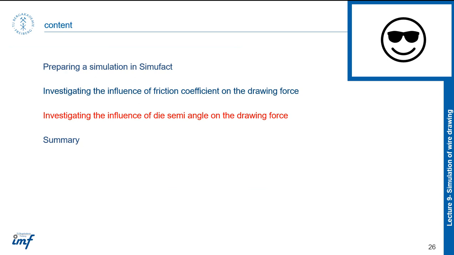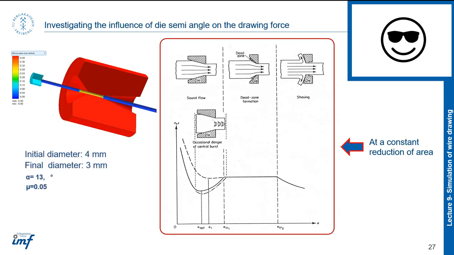Okay, and the last topic is investigating the influence of die semiangle on the drawing force. If you remember, last week we had such a curve, and we talked about it. This is the drawing force and this is the die semiangle. If you assume that the reduction of area is constant, it means that the initial diameter and the final diameter are constant, and we are just changing this angle here.